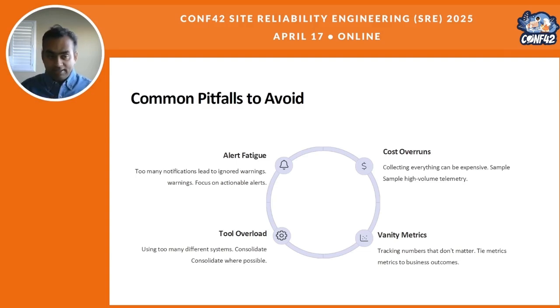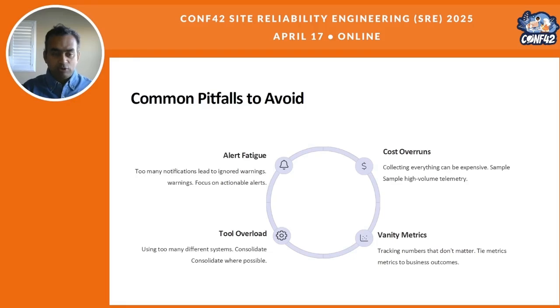Vanity metrics. It is easy to fall into the false notion that everything is important. Instead of tracking everything, focus on metrics that tie to business outcomes. Metrics that matter from the perspective of enhancing business impact.